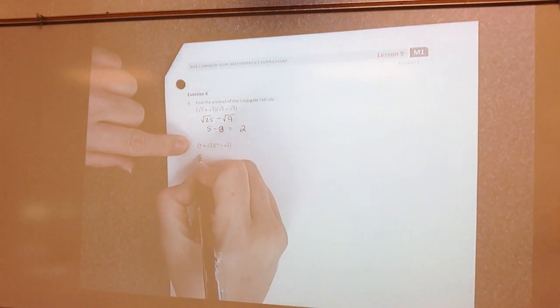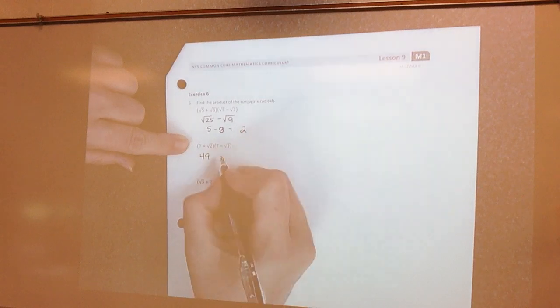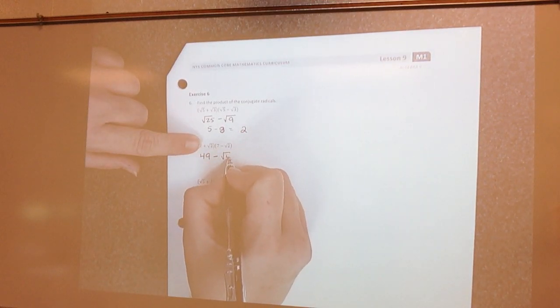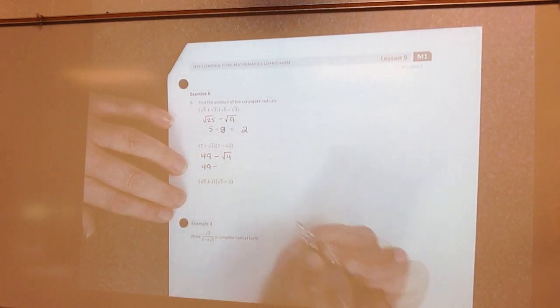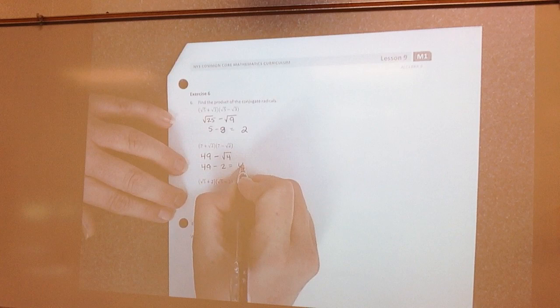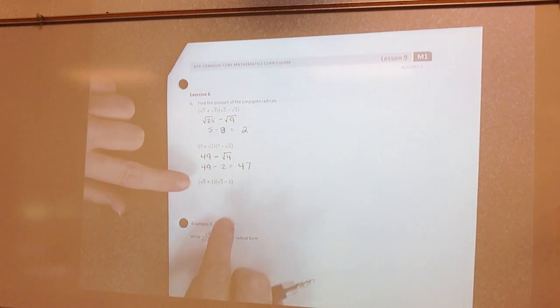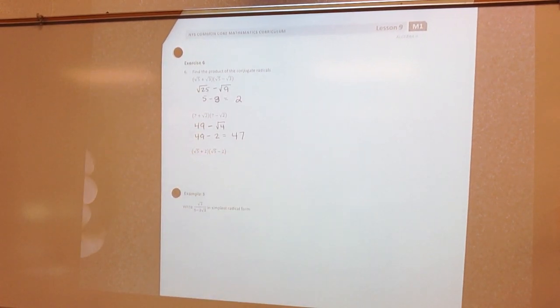7 times 7 is 49, minus the square root of 2 times the square root of 2, which is the square root of 4. Excuse me, 49 minus 2 is 47. That's all I have to do. Done. It's really nice dealing with conjugate radicals. They're conjugate radicals, guys. Same numbers. The only thing different is the signs.